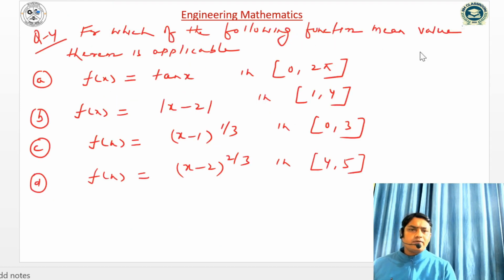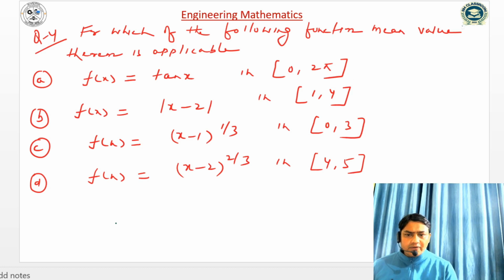For which of the following functions is the mean value theorem applicable? Here, the two conditions of the mean value theorem are that the function is continuous in the closed interval a to b and f dash x should exist. So here we can see that f x is equal to tan x. The function is not continuous in the interval 0 to 2 pi. f x equal to tan x is not continuous in the interval 0 to 2 pi.